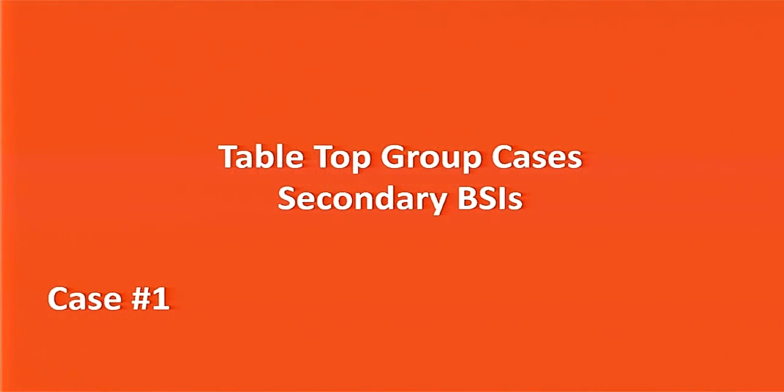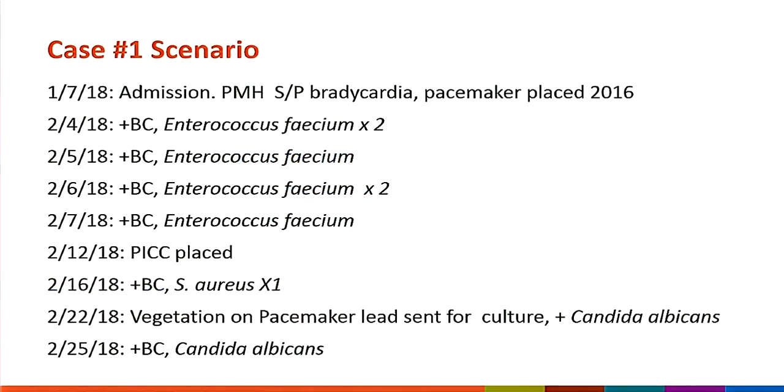Okay, we're in the home stretch. We're going to do two final case studies looking at secondary BSIs. These are a little challenging on purpose, and unfortunately, the reality is that you are faced with challenging cases all the time. So we have to address those scenarios as well. So case number 1. In this scenario, we have a patient that's admitted on January 7th. Patient has a history of bradycardia and had a pacemaker placed in 2016.